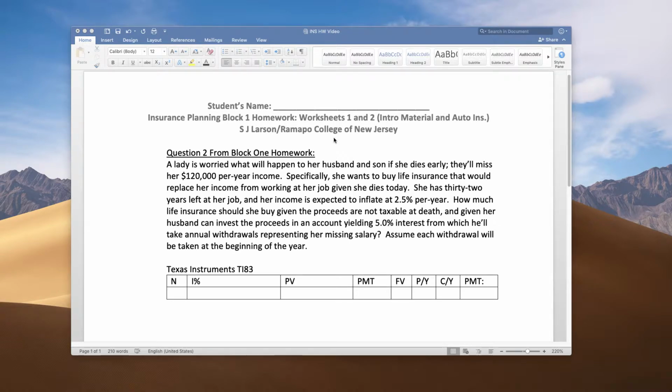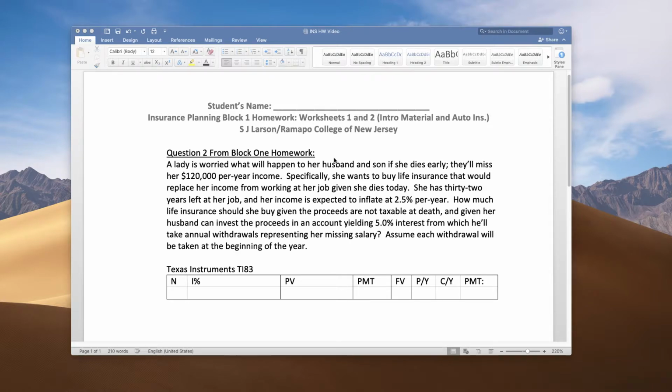Perhaps she's 35 years old, and she plans to work to her normal Social Security retirement age, which happens to be age 67 if you're born in 1960 or later. And so she's asking us how much insurance she would need that her husband can put into an account that yields 5%. So it seems like they're already telling us they have an account that he could put the life insurance proceeds in that yields 5% per year.